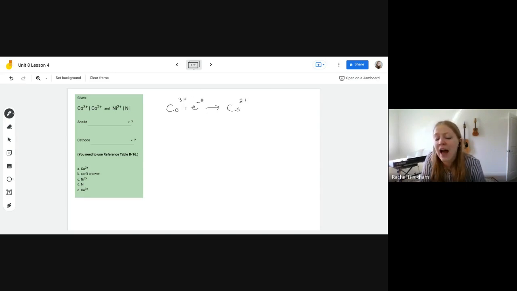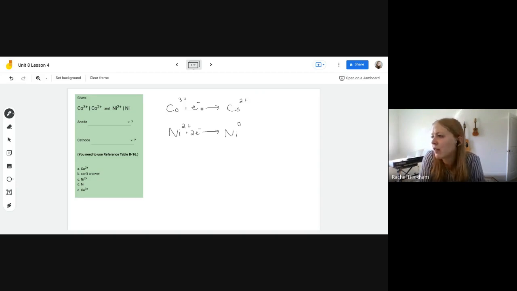Or I mean, added 1 electron, because 3 plus a -1 makes 2, right? So 3 minus 1 makes 2. So that's our first reaction. And the second one is Ni2+ makes regular Ni, which is 0. So it must have dropped off 2 electrons, because 2 minus 2 makes 0.